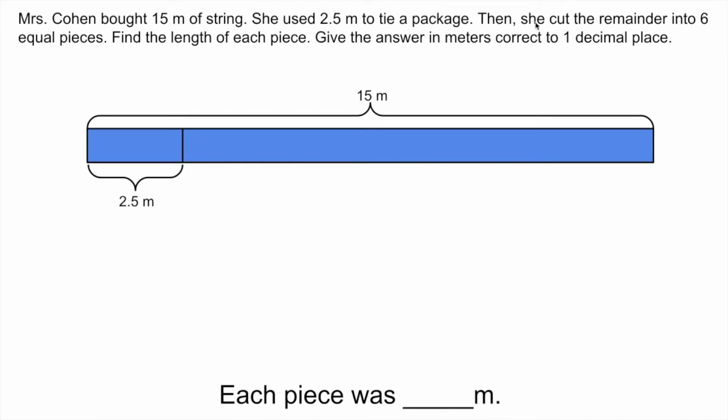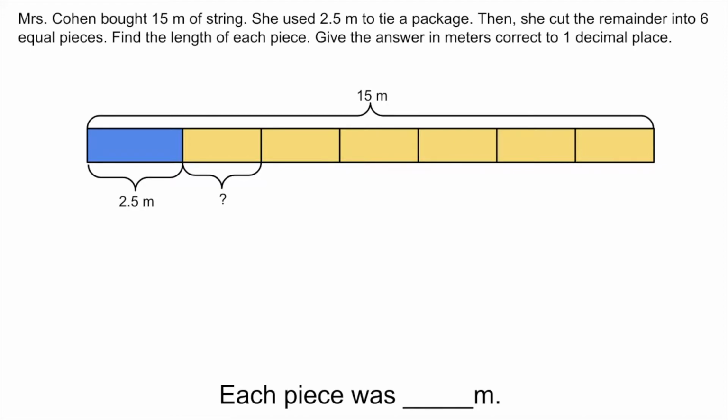And now I can take a look at this next line of information. It says, then she cut the remainder into 6 equal pieces. So the remainder is this yellow bar here, everything that is left over. And we're told that she cuts this into 6 equal pieces. So I'm going to break that into 6 equal parts. I want to find the length of each piece. So that means that I want to know one of those yellow units. So I'll draw a bracket and add my question mark.